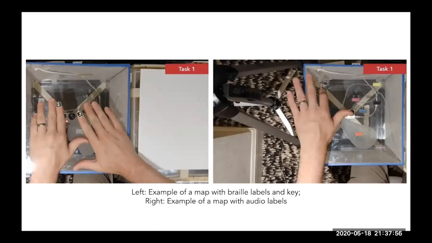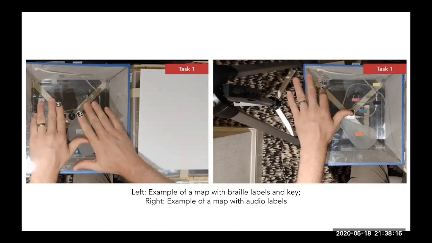For example, Larry Trail was abbreviated to LT, and this was placed on the map as shown in the left image. The braille key was placed to the right of the map, and this had all the abbreviations along with their full names. The paper in white is the braille key listing all the labels.